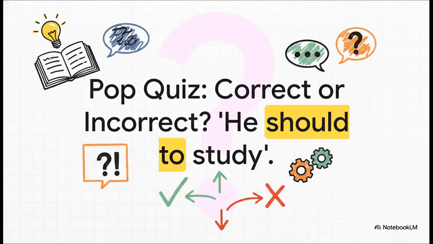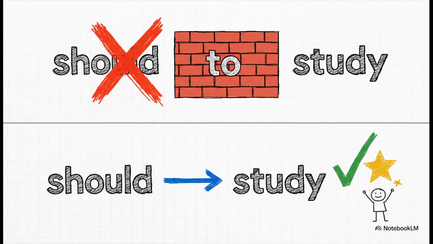All right, first question is up. He should to study for the test. Is that sentence correct or incorrect? Take a second. Think back to those golden rules. And the answer is incorrect. If you got that, fantastic. That sentence breaks our golden rule number 3. We never ever use to after a modal verb. The correct way to say it is simply, he should study for the test.